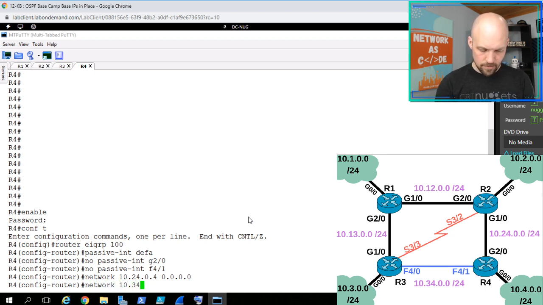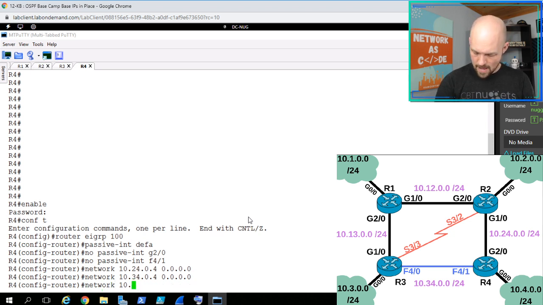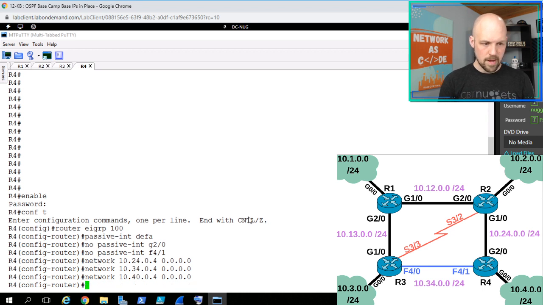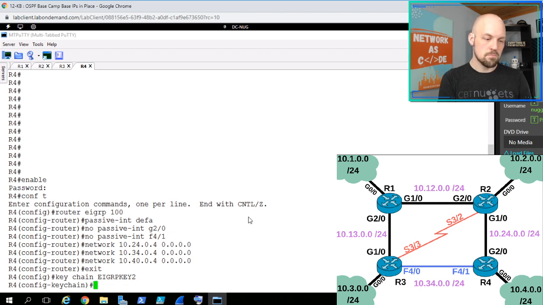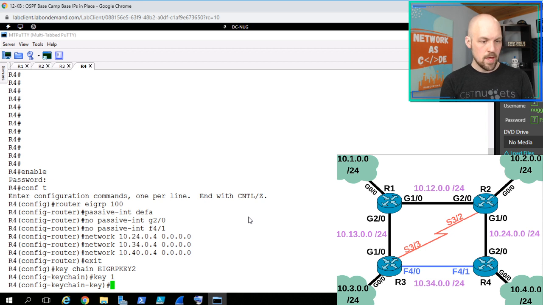We'll activate 10.34.0.4. And we'll activate 10.4.0.4 back in network. Okay, so let's get that keychain created. We'll do key chain EIGRP, whoops, key. This name could be different. Let's just call this key two because it's a locally significant value. We'll just go ahead and show that. Key one, key-string.